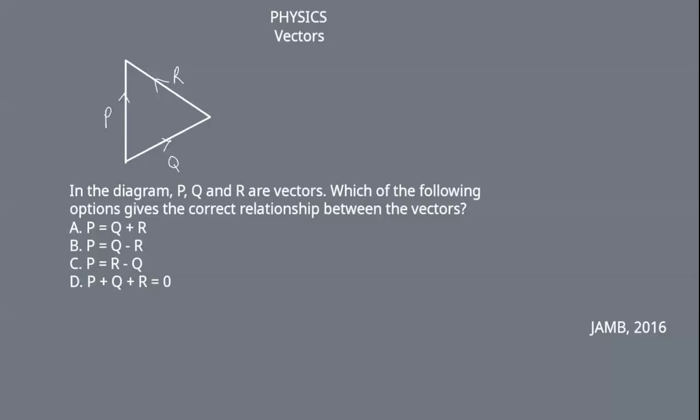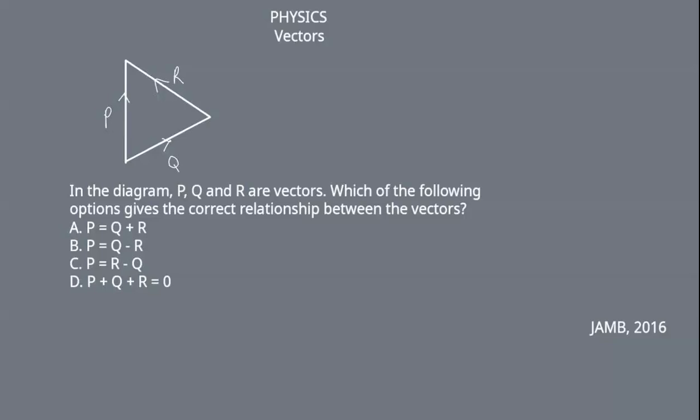All right, welcome. Let us treat this JAMB question on vectors. The question says, in the diagram, P, Q, and R are vectors. Which of the following options gives the correct relationship between the vectors?